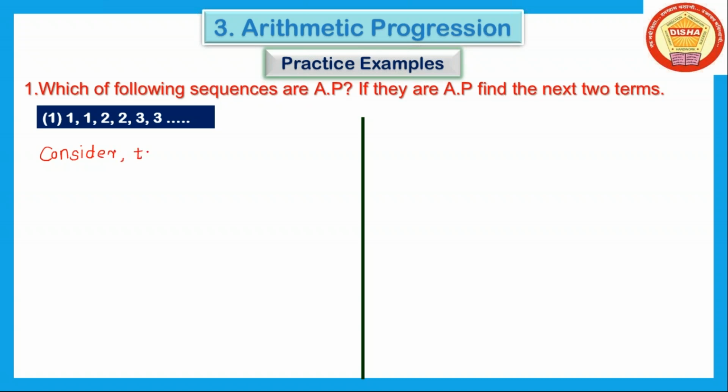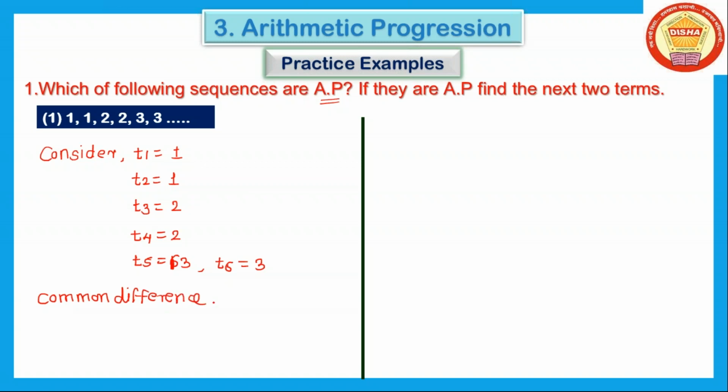Consider T1 is equal to 1. T2 is equal to again 1. T3 is equal to 2. T4 is equal to 2. T5 is equal to 3 and T6 also is equal to 3. Okay. We have to state that it is an AP or not. For that, we will find common difference.